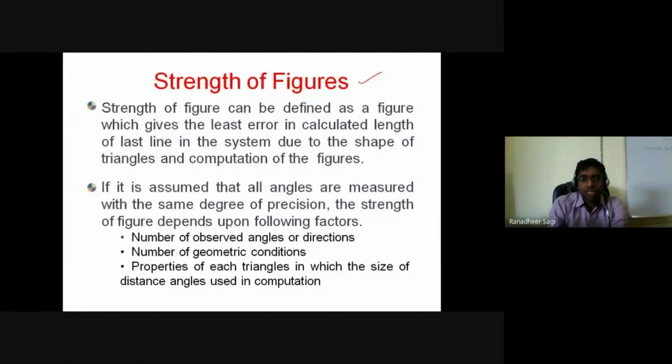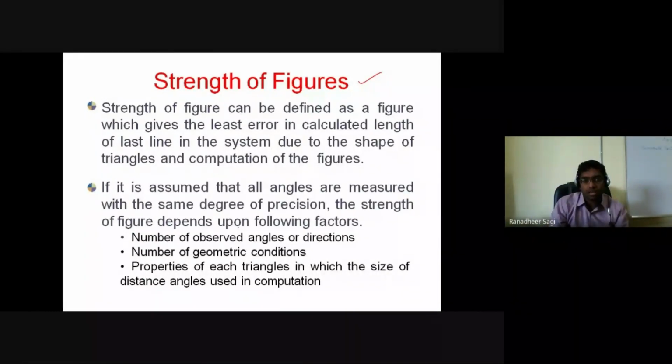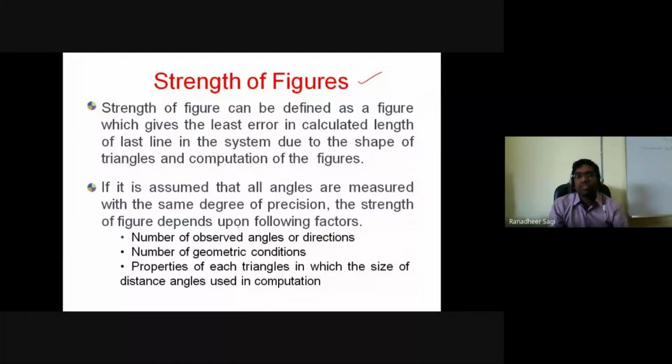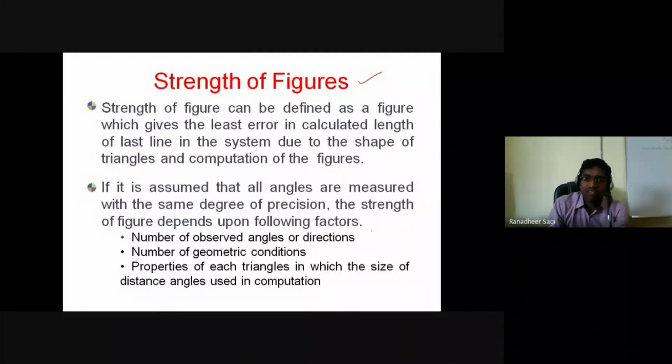Whenever you are talking about the strength of the figure, we certainly assume that all the angles you are measuring in that triangulation figure or in that complete triangulation network are measured with better accuracy. It's not that somewhere you measured more accurately and somewhere with less accuracy. So everywhere angles are measured with better accuracy, and the baseline, whatever we have measured in the field, is also with higher accuracy. Then your strength of the figure basically depends on certain factors.